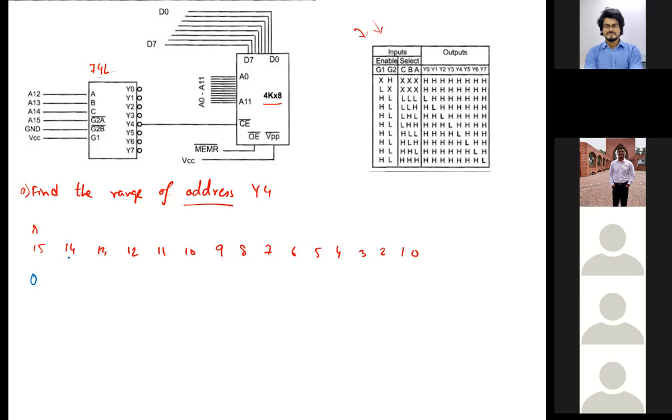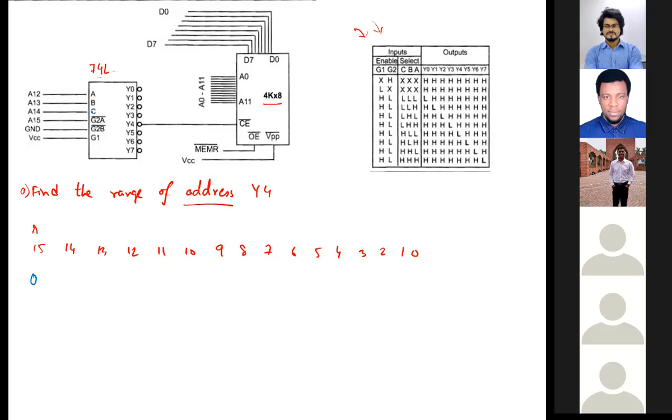What should be the value in A14? A14 is connected to C. So what should be the value in C? High, 1. Exactly, very good. See, how we are understanding this is very obvious. We are trying to select the range for Y4, right? Your Y4 becomes active in this particular row.